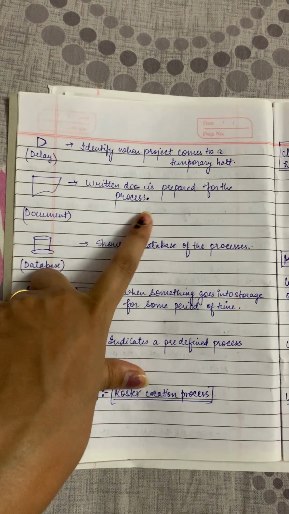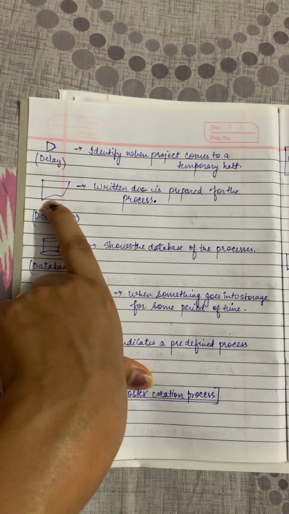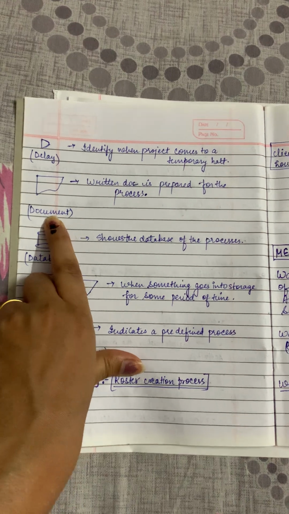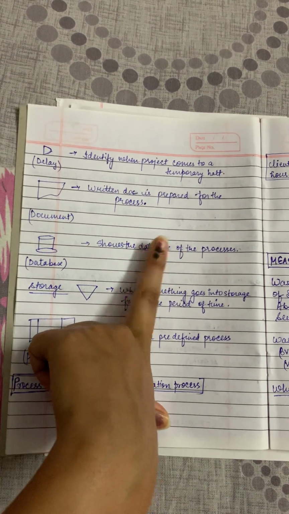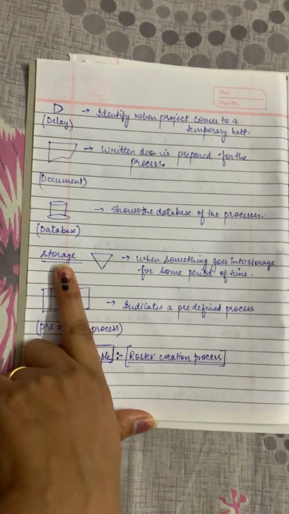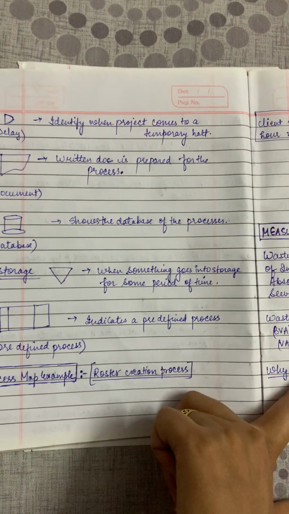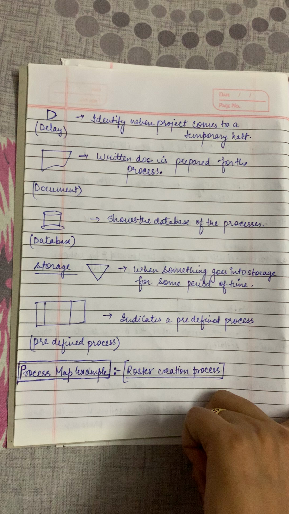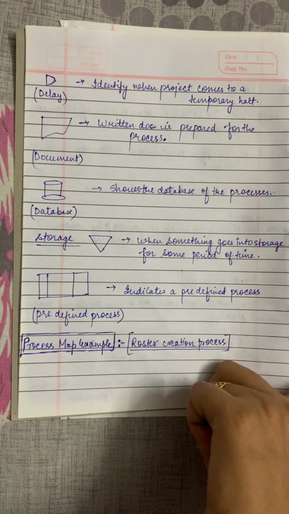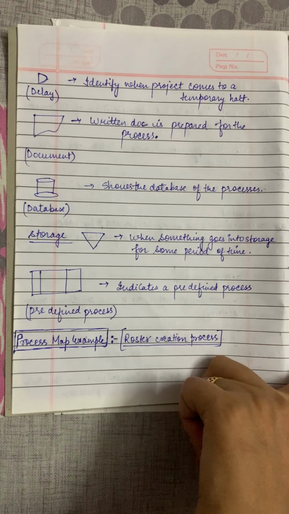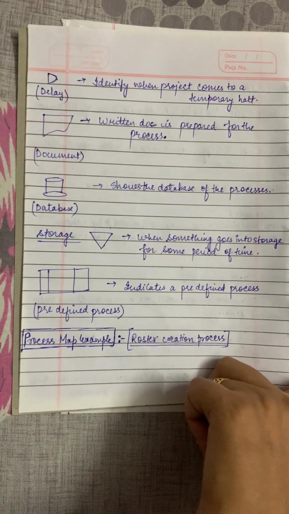Another one: when a written document is prepared for the process, this would be used. This is called a document. Another one is database, which shows the database of the process, how the things are happening. Another one is storage. When something goes into storage for some period of time, this will be considered the storage part. Another one is predefined process, which indicates predefined processes.